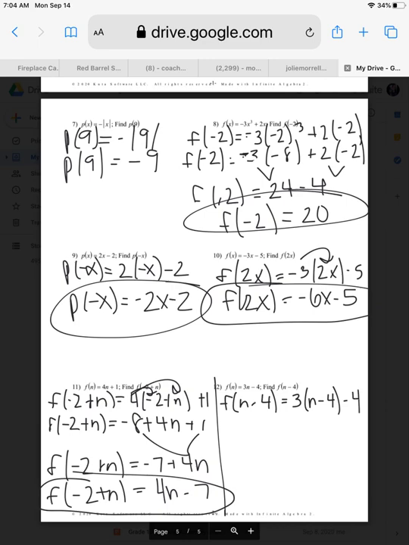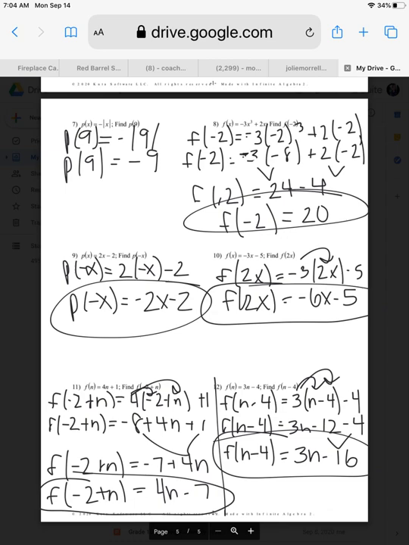Okay. Plugged in. Same thing. Multiply out. 3 times n is 3n. 3 times -4 is -12. Minus 4. Make sure that comes down with you, okay? This one's easy. Just combining these like terms. Minus 16, okay? This one's already in the correct form. See how that 3n is first? That's how it's supposed to look like.